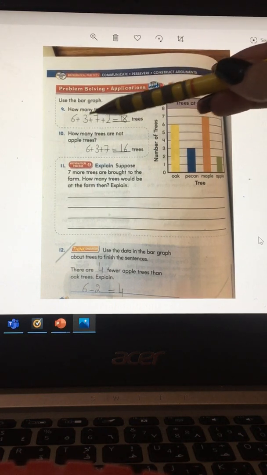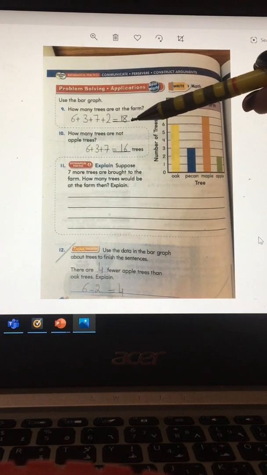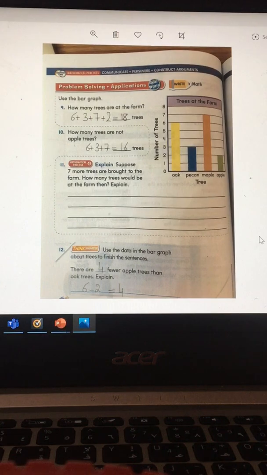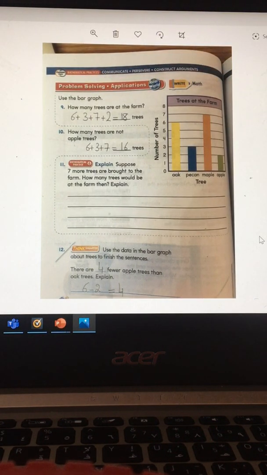So 6 plus 3 plus 7 plus 2 will give me a total of 18 trees. Because 6 plus 3 is equal 9, 9 plus 7 is equal 16, 16 plus 2 is equal 18. So I have a total of 18 trees in the farm.